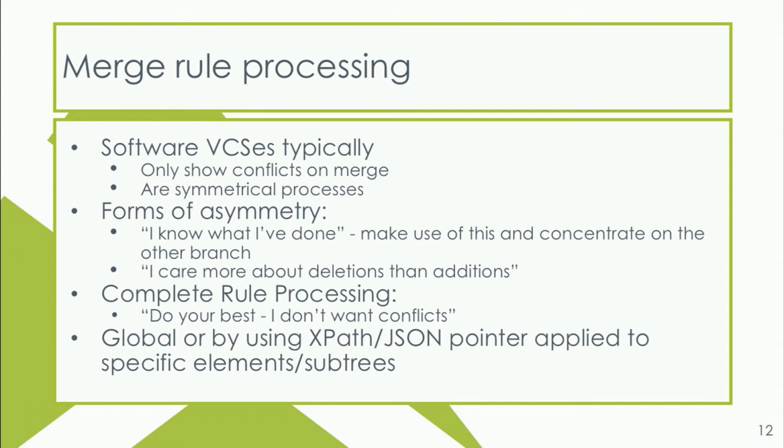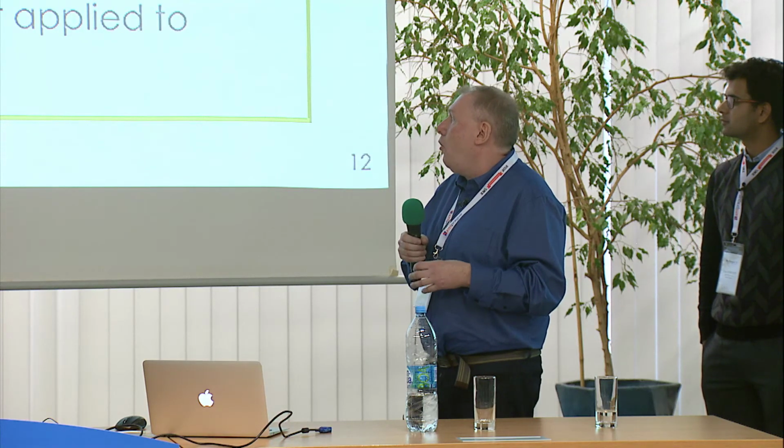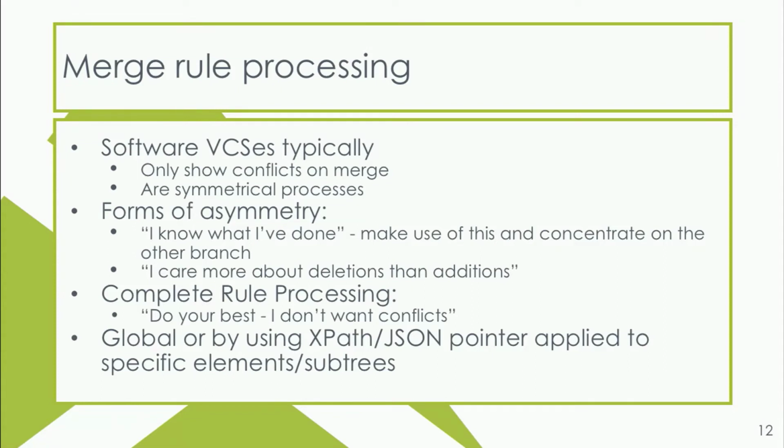Another one we've met is we don't want to deal with conflict. We want an automatic system, and you can use an ordered priority list of the versions and use that to, for example, resolve conflicts. These things can be applied globally, or you might decide that you want to use the power of something like XPath or JSON pointer to apply different types of rule to different elements or different subtrees. So these are how we do rule processing. You could do a similar thing in a merge user interface. A graphical tool could make similar kinds of processing choices and decisions.